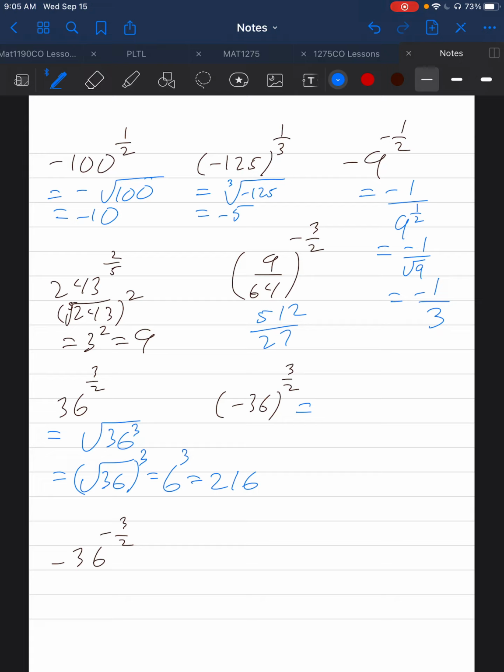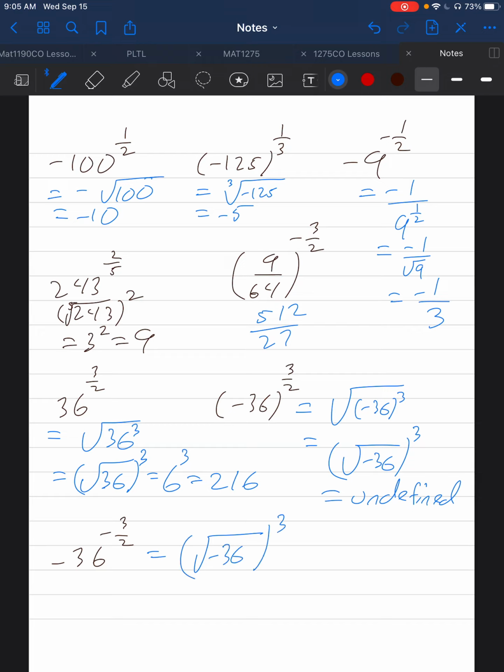Now, what if we had a negative 36 in here, in the parentheses here? Again, there's parentheses here, so that means we're going to have the square root of negative 36 to the third power, or the square root of negative 36, which is in turn raised to the third power, but either way you slice it, we got a negative number inside of an even index. This value is undefined.